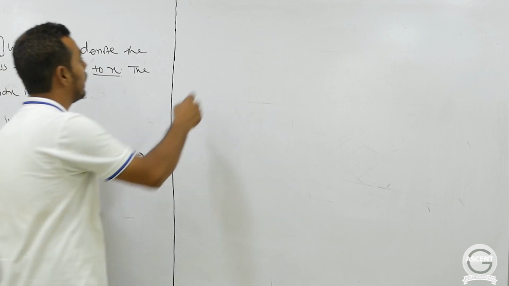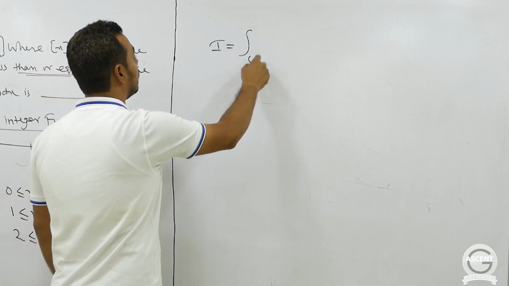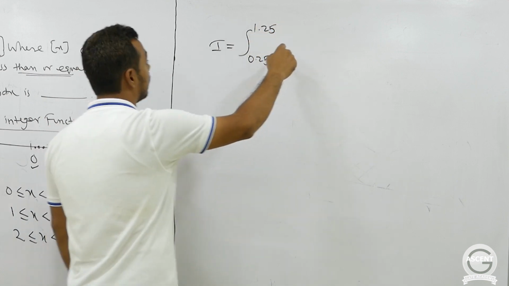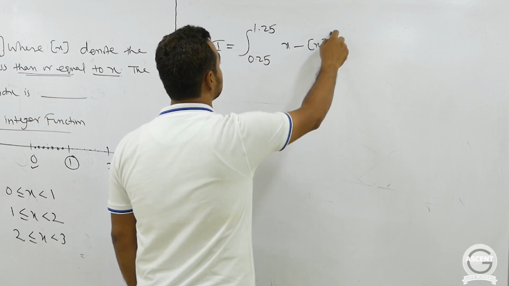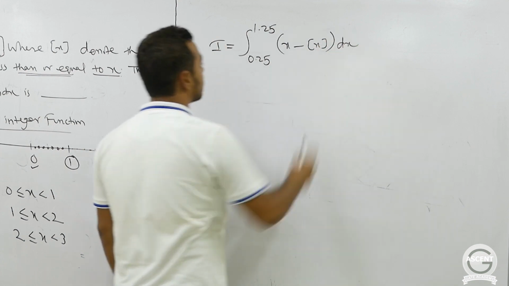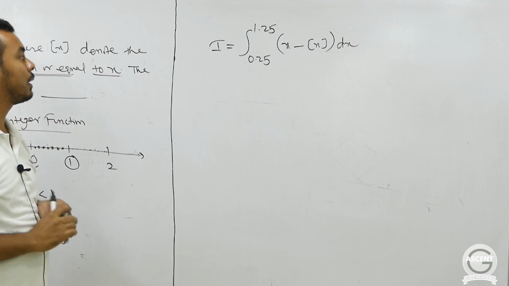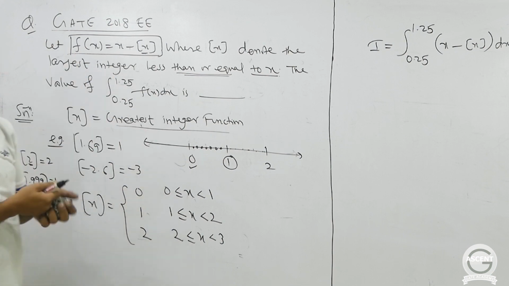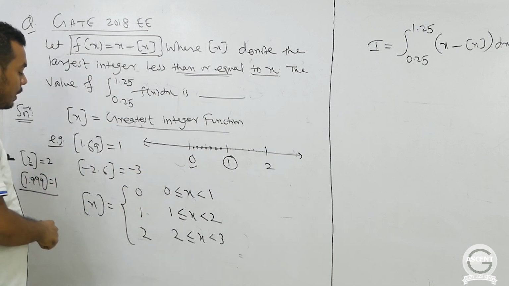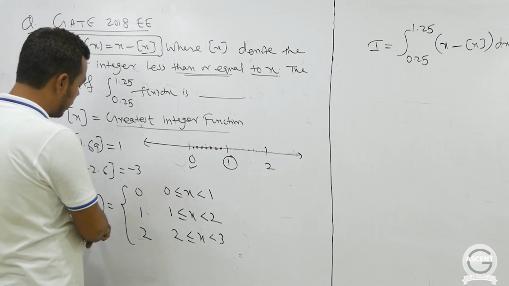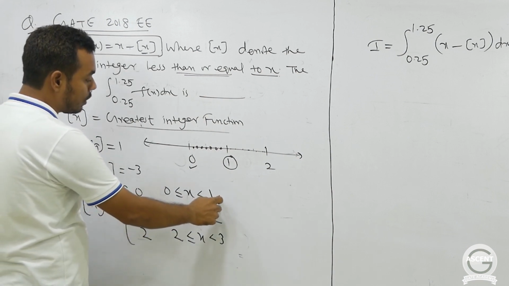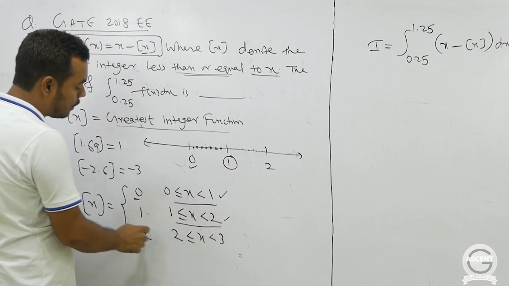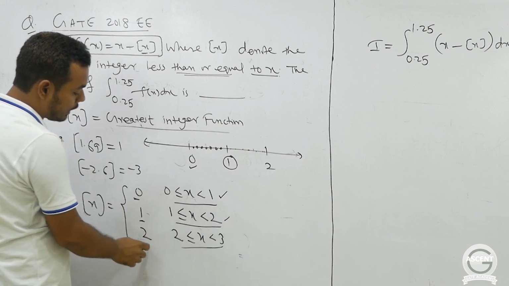So now the question was, we had to evaluate the value of this integral, the integration from 0.25 to 1.25 of f(x) = x minus greatest integer of x, dx. Now you can see that you cannot integrate that as long as you have that greatest integer function. So first we have to get rid of that. For that, you can see that this greatest integer function will change its definition at all integral points. Before 1 you will have the value 0, after 1 you will have the value 1, after 2 you will have the value 2.